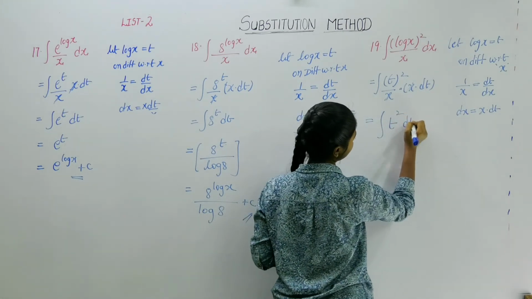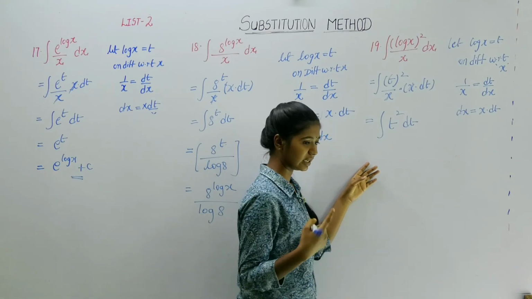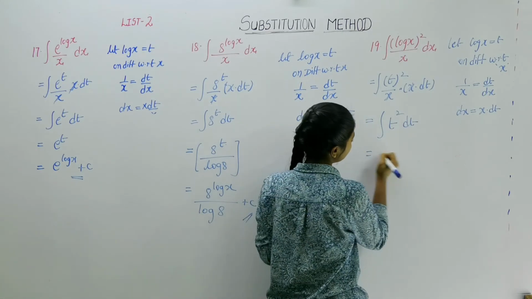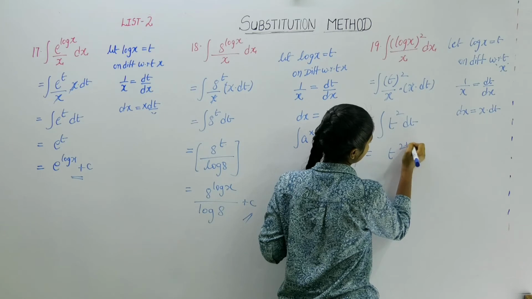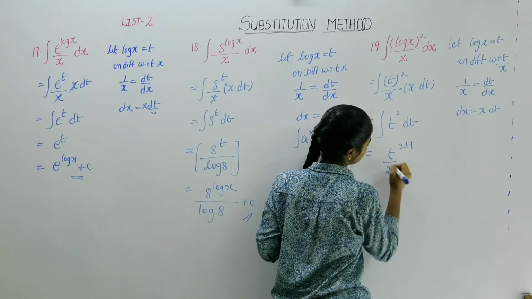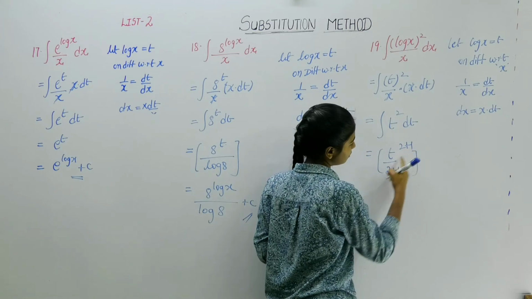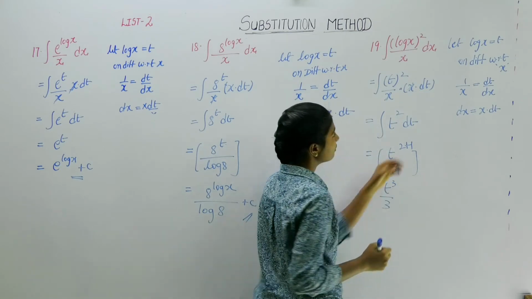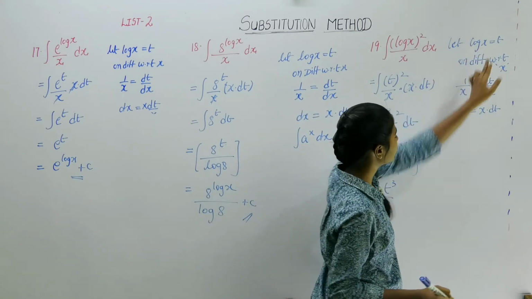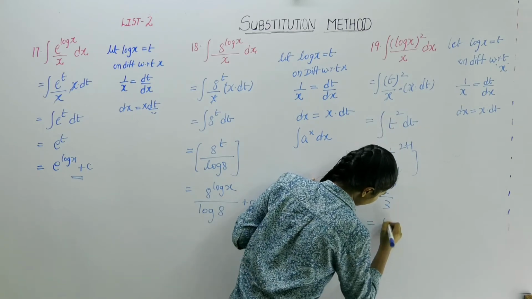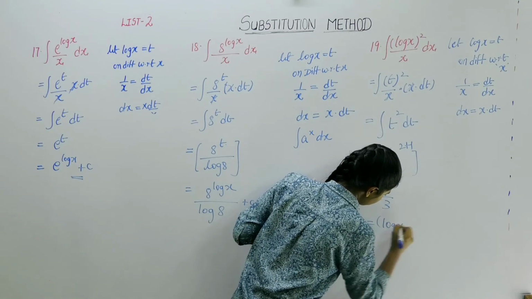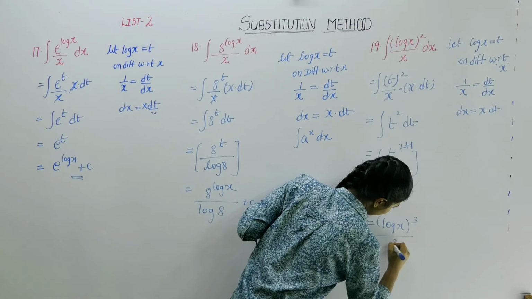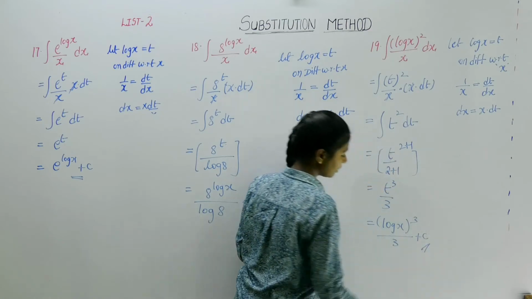square dt. When we substitute the integral x power n dx formula, it becomes x power n plus 1 by n plus 1, that is t power 2 plus 1 by 2 plus 1, t power 3 by 3. Finally, we substitute the value of t, it is log x whole to the power of 3 by 3 plus c. This is the final answer.